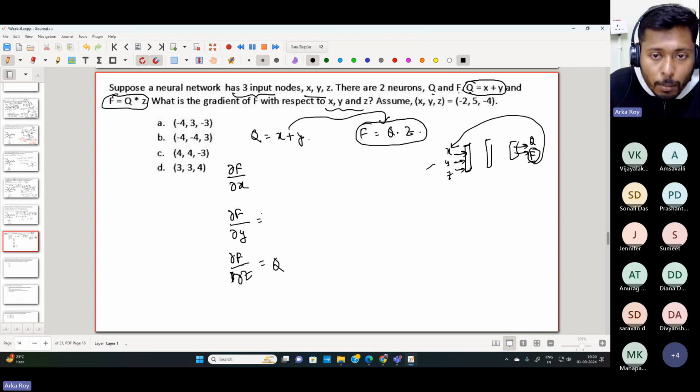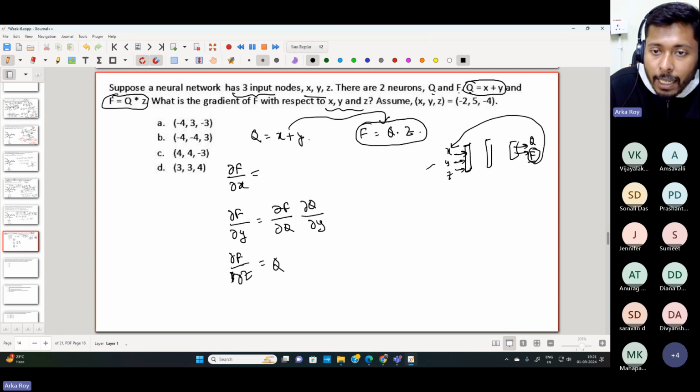So let us write it like this. You can see that you cannot just directly write in terms of del y. To write in terms of del y, you have to go through the chain rule. So del f divided by del q over here, and q is made up of y. So you can write del q divided by del y.